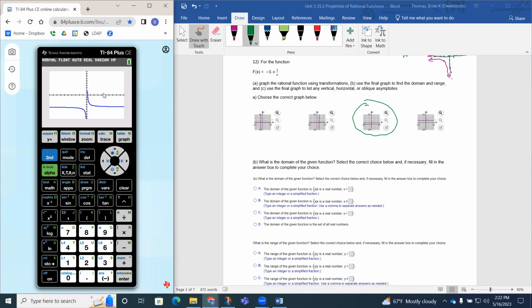So notice that this horizontal asymptote now becomes a boundary line down here at this spot. The vertical asymptote didn't move, but the horizontal asymptote did move because of the downward shift.